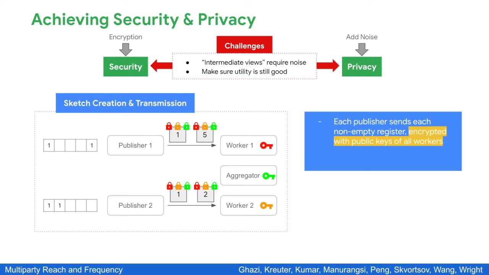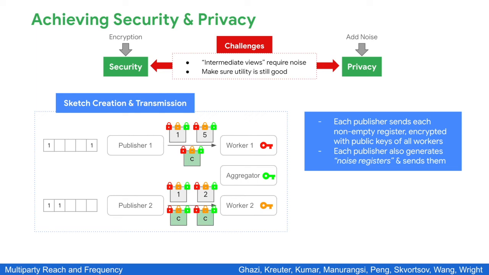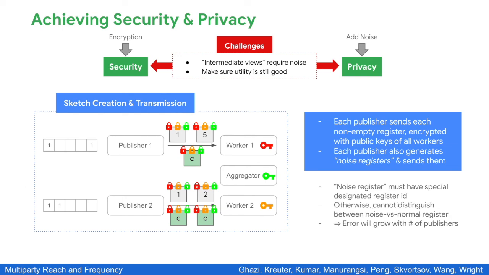However, even with this, it's still not private because each publisher's number of non-empty registers is still revealed in the clear. To fix this, we then generate a number of noise registers which are sent along with the true registers to the workers. Note here that the noise registers will have a special designated register ID, which I denote by C here. As we will see in a moment, this will be important in ensuring that the protocol has good utility. That's roughly the sketch creation and transmission phase. Let's move on to the reach estimation phase.